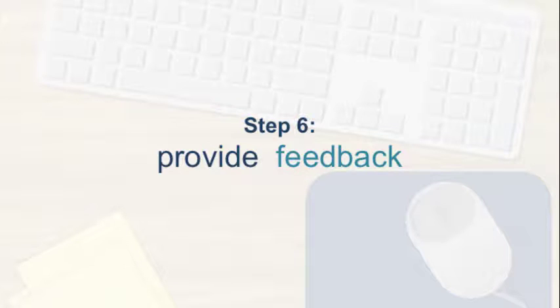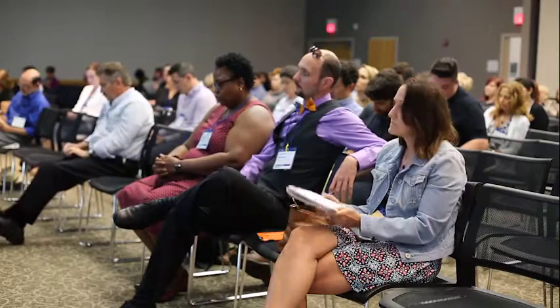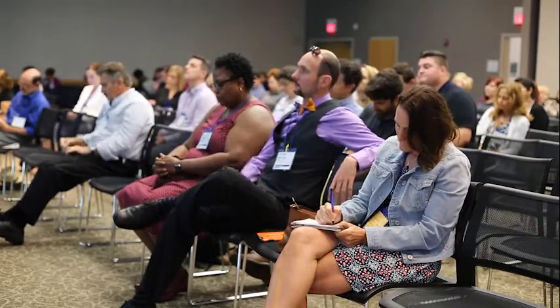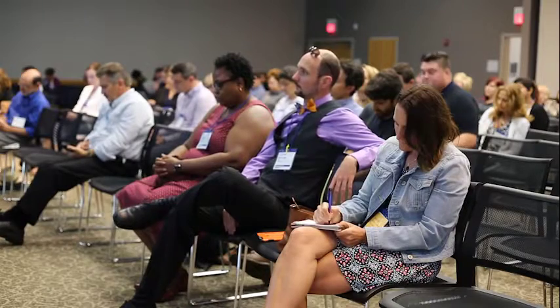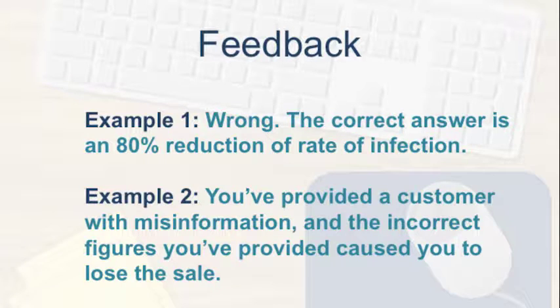And so now we move on to step 6, which is the last step in building our scenario, but a very, very important step, which is crafting our feedback. Feedback in scenarios is really important because it's an opportunity for you to show what the real life consequences would be if they made that choice in the scenario. Let me show you what I mean by having feedback that illustrates real life consequences. Here I have 2 examples of feedback. Example 1, we say wrong. The correct answer is an 80% reduction of rate of infection.